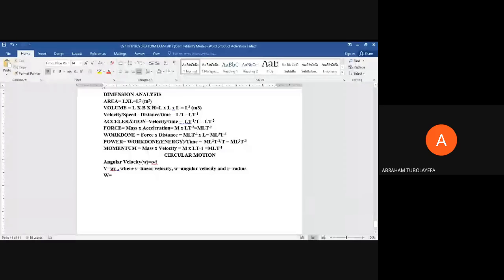I said, look at the formula now given there. V is equal to WR. V is the linear velocity, W is the angular velocity, and R is the radius. So if we are making W the subject of the formula from there, we are going to have W equal to V divided by R. Okay, that will be the formula. So if you are given a question to calculate angular velocity and you are given the linear or constant speed and you are given the radius, that's the formula to use instead of using theta divided by t.